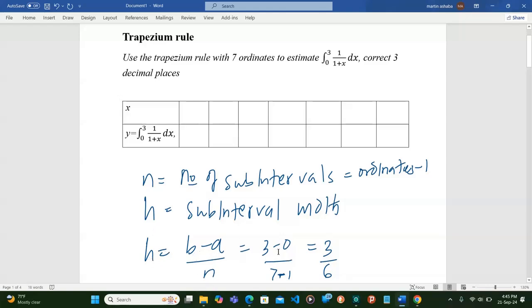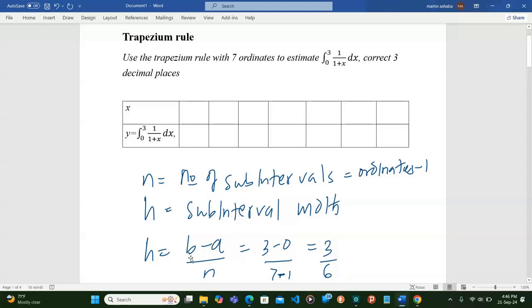Therefore, our b is 3, our a is 0, then n, if they talk about ordinates, if they say use the trapezium rule with 7 ordinates, they mean 7 minus 1 sub-intervals. So you will get 6 sub-intervals for this case. Now, if they tell you to use the trapezium rule with 6 sub-intervals to estimate the integral from 0 to 3 of 1 out of 1 plus x with respect to x, you don't need to subtract that 1. You will use that value the way it is.